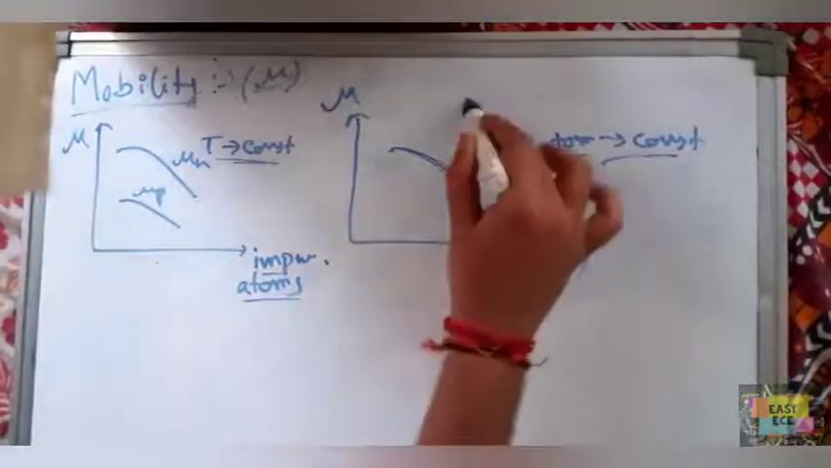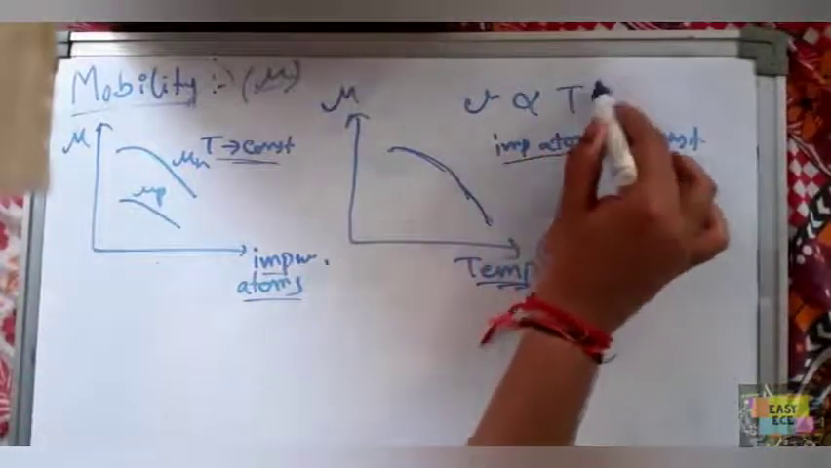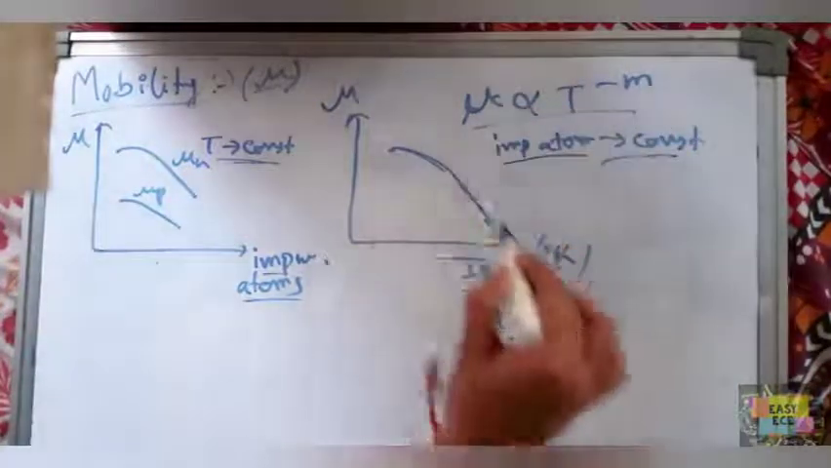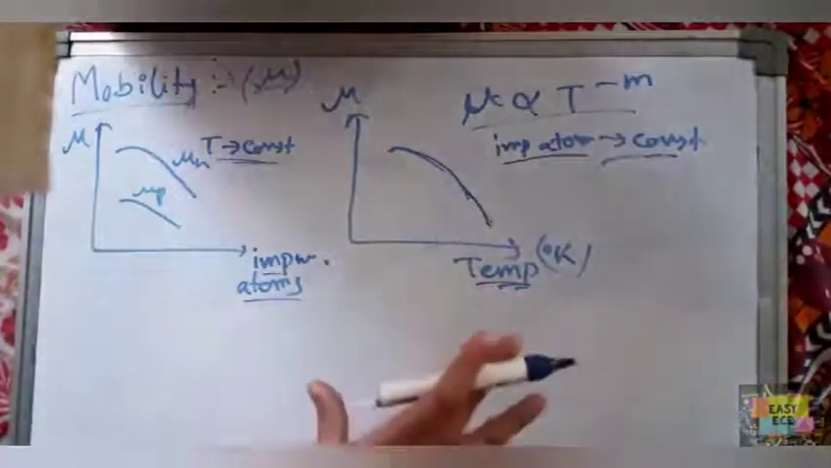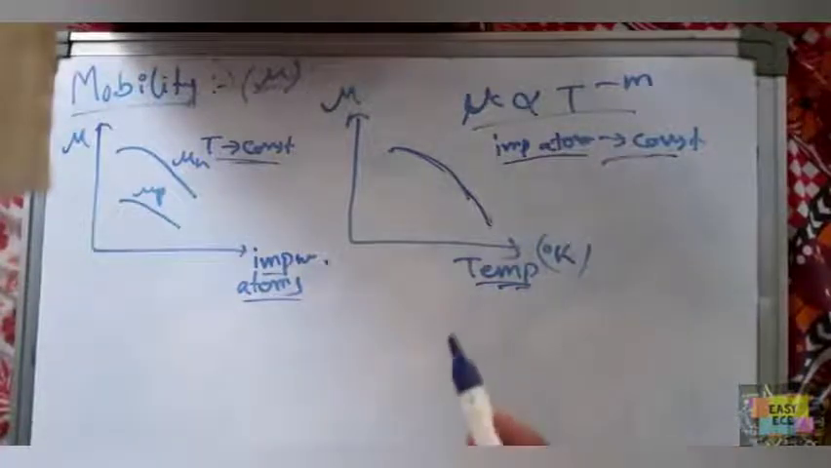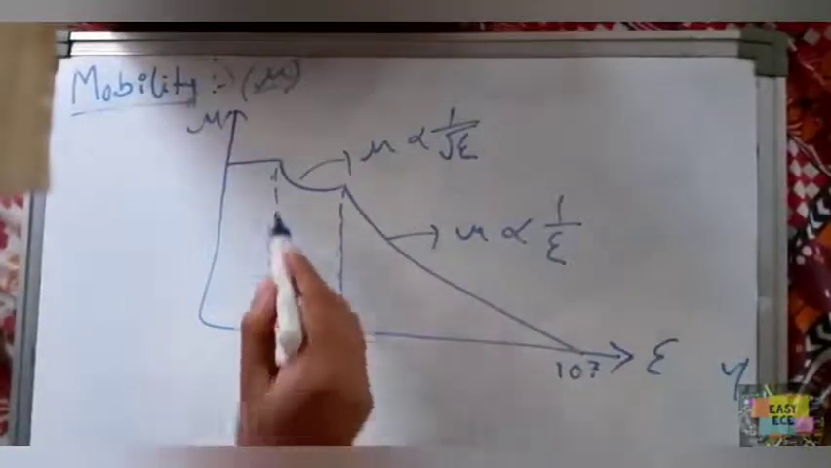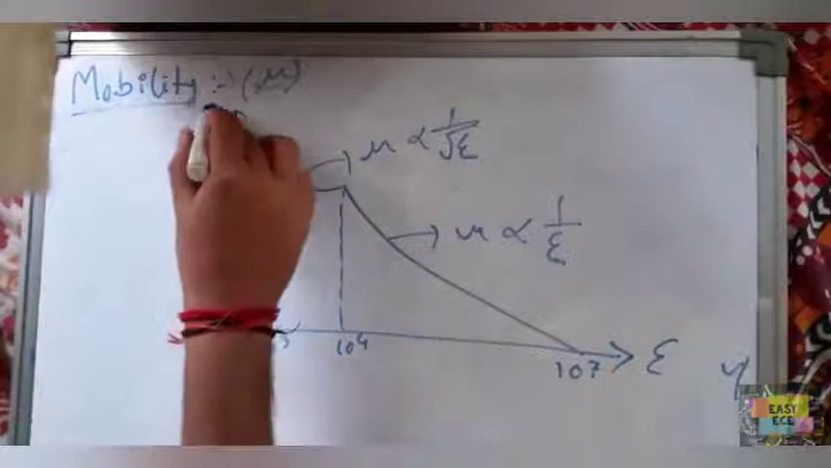As we know, mu is proportional to the temperature to the power minus m, so the graph looks like this. And another graph is mu versus electric field. Let's discuss it now. This is the graph of mobility.